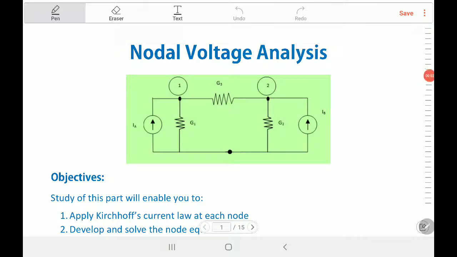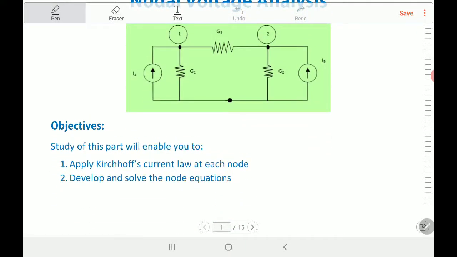Hi everybody. I'm going to explain today in this lecture nodal voltage analysis. Nodal voltage analysis will help us find the value of the voltage at any node in an electric circuit, like here node 1, node 2. We will try to find V1 and V2 using this method. That's what we're going to learn today.